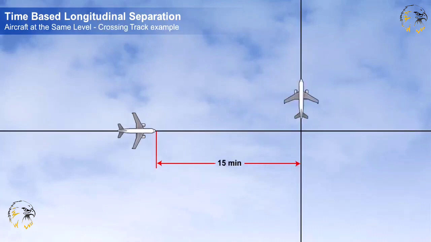If aircraft are crossing each other, the basic standard separation is 15 minutes. If, however, the frequent determination of position and speed can be affirmed, then the standard may be reduced to 10 minutes.